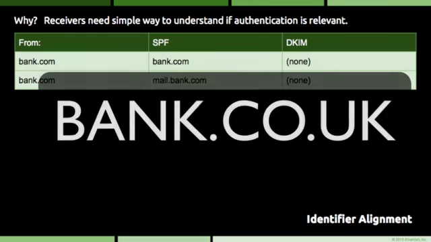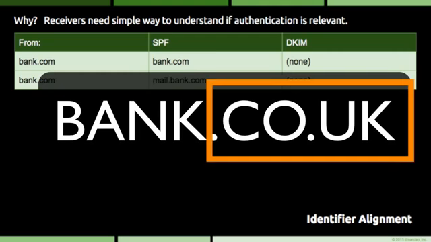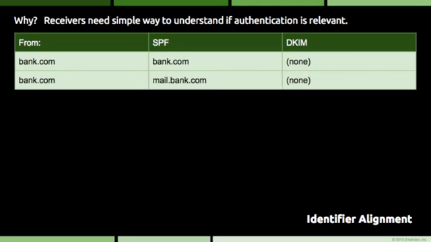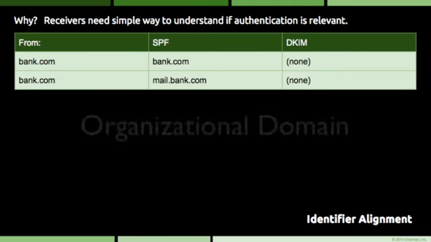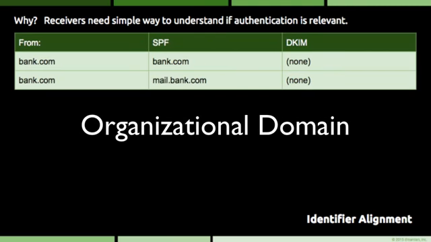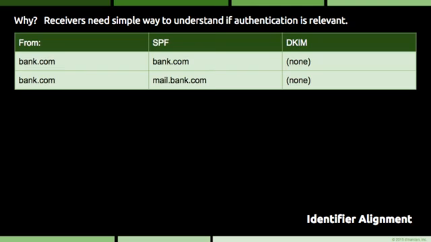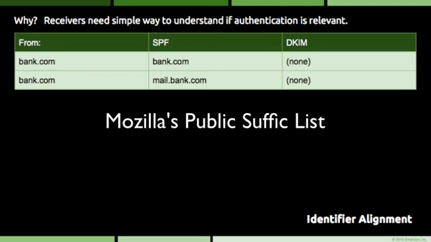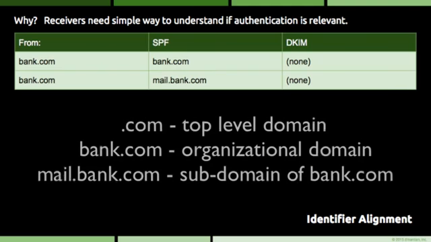A different example is bank.co.uk. There isn't a standard way for machines to be told that co.uk is the top-level domain. In the world of DMARC, the thing that is a second-level domain is called the organizational domain. By pulling in some resources from the internet, specifically the public suffix list maintained by the Mozilla Foundation, an email receiver can figure out that bank.com is the organizational domain, and that mail.bank.com is a subdomain that shares the same organizational domain as bank.com. In this case, the email is compliant with DMARC.